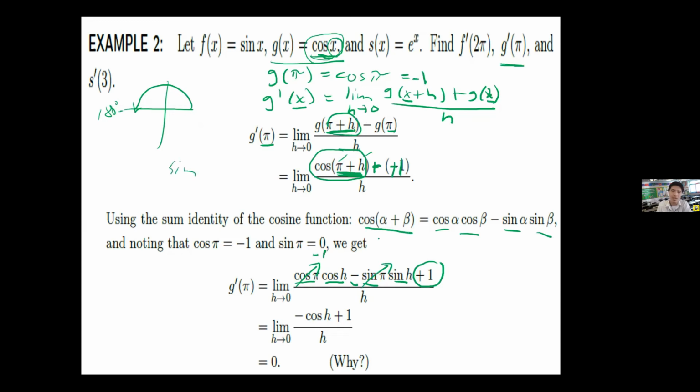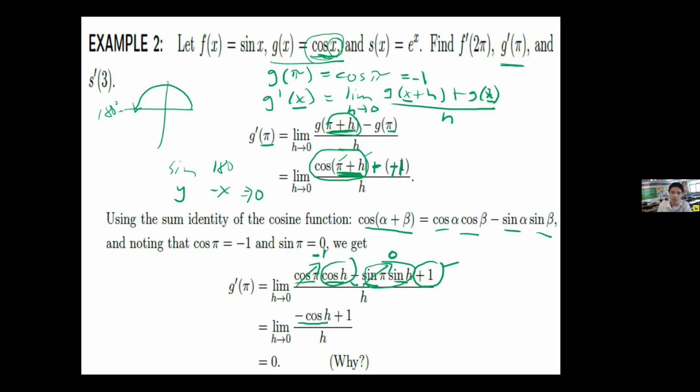Sine sa 180. Di ba sine is y? 180 is naa sa negative x. So, dili man sila parihag variable. Di ba? 0 na. So, morning 0 ni. So, wala na ni. 0 times sine h, wala na ni tanan. So, ang nabilin, si negative 1 times cosine h, morning negative cosine h, plus 1.